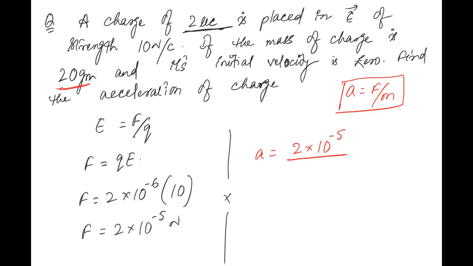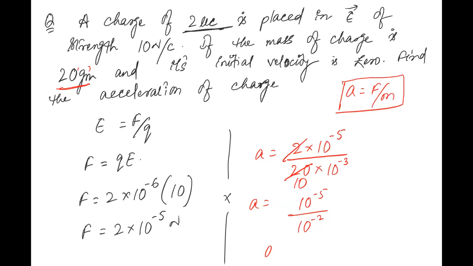Is it the SI unit of mass, or should I convert it into SI unit? I will have to convert it into SI unit. Very good. So 2 into 10 to the power minus 3. So I can write this as 2, and this will become equal to 10 to the power minus 5 upon 10 to the power minus 2.